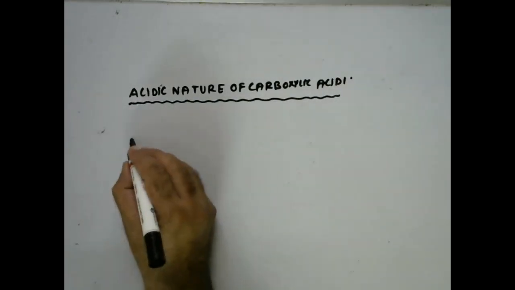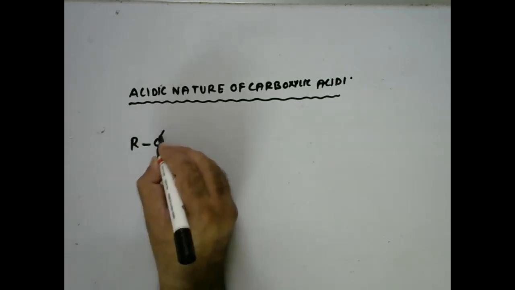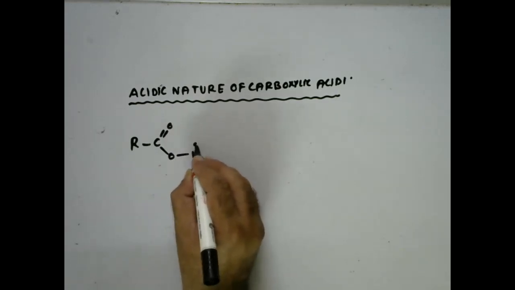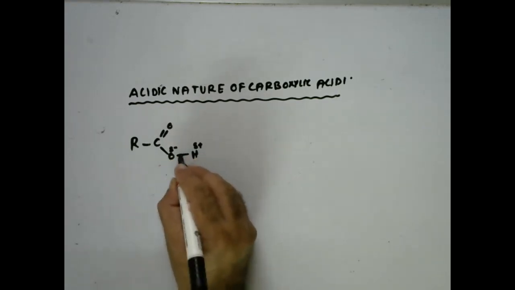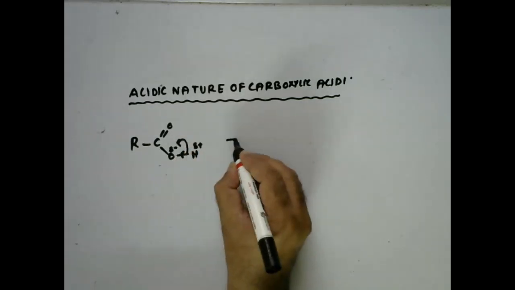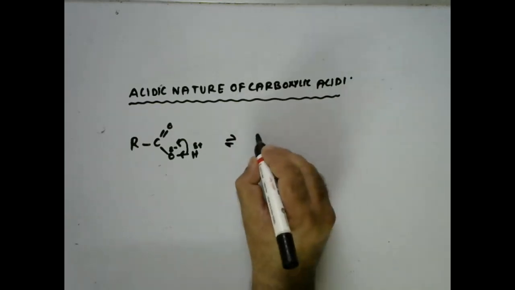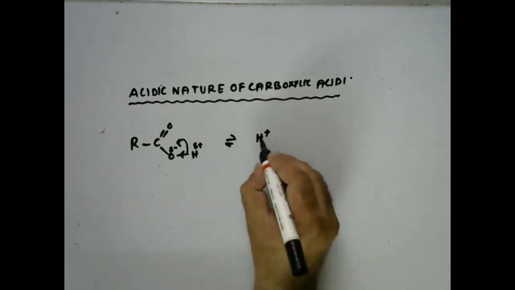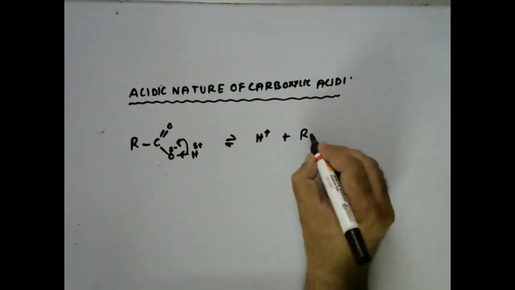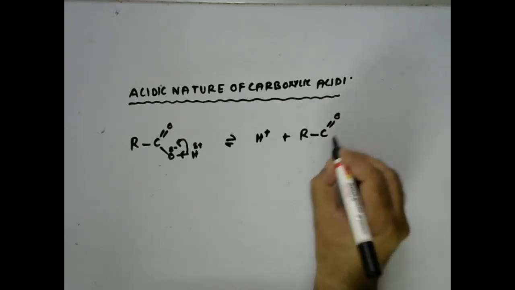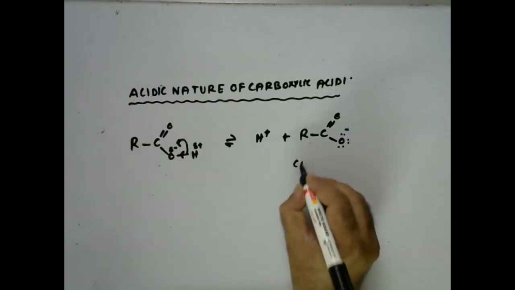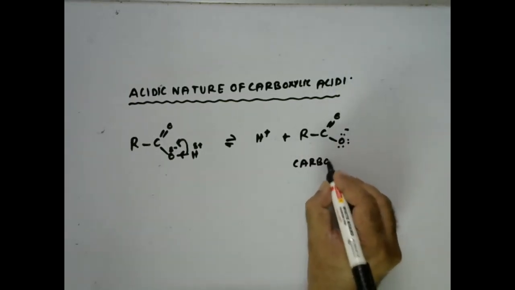The carboxylic acid has the OH bond, which is polar due to electronegativity difference, and the polar bond can ionize slightly to give out H plus ions. The hydrogen comes out as H plus, the acidic hydrogen, and you get a conjugate base. After giving H plus, it becomes a conjugate base called the carboxylate ion.